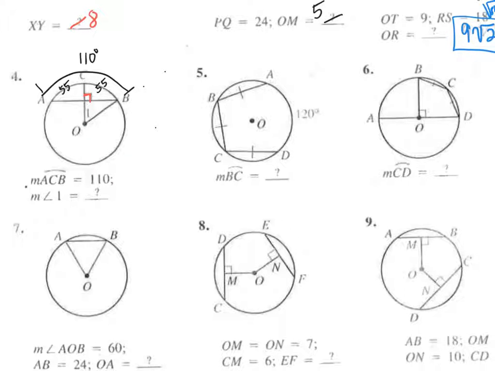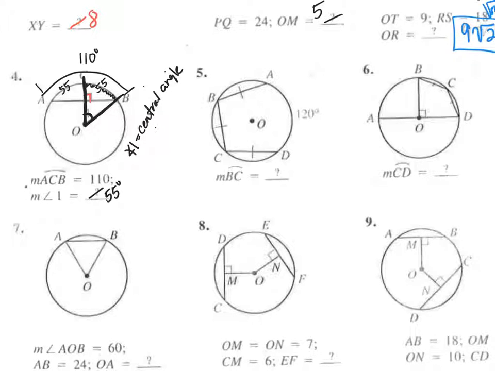The question asks for angle 1. I hope you notice that angle 1 is a central angle because its vertex is the center of the circle. So since angle 1 is a central angle, it will be equal to the measure of its intercepted arc. The intercepted arc is the piece of the circle that comes between the two sides of the angle. So CB is the intercepted arc. Since CB is 55 degrees, angle 1 is 55 degrees.